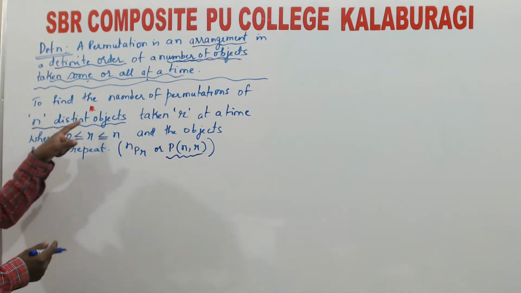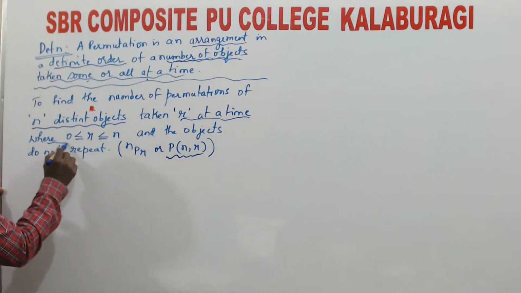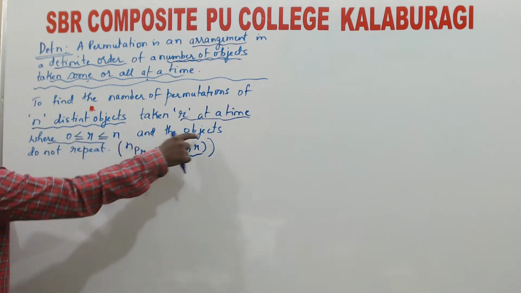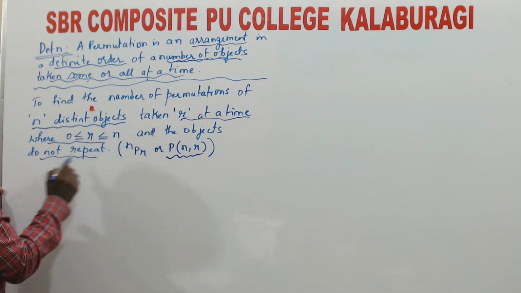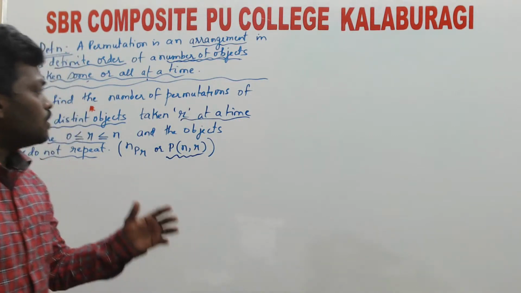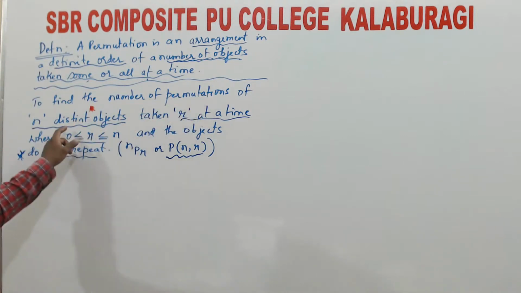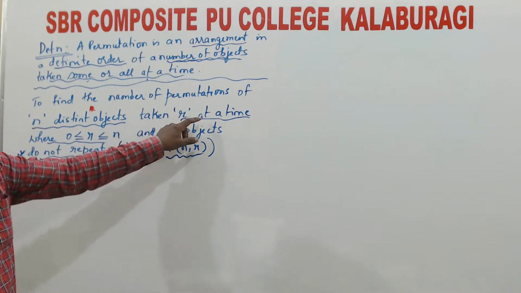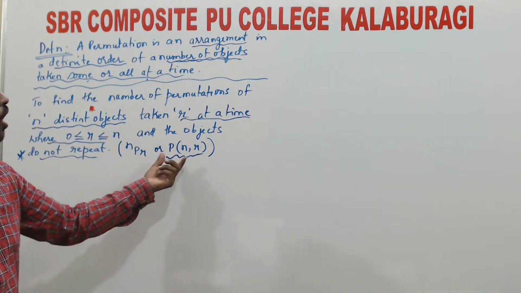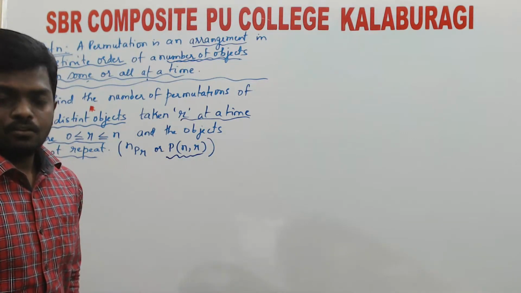So all n objects are different, taken r at a time, where r is between 0 and n, and the objects do not repeat. This condition is also very important. So the number of permutations of n objects taken r at a time, where the objects do not repeat, is nothing but nPr, or P of n comma r. Now we shall derive the nPr formula.